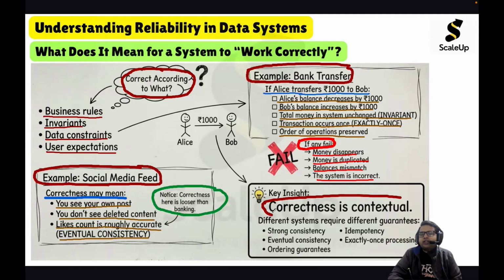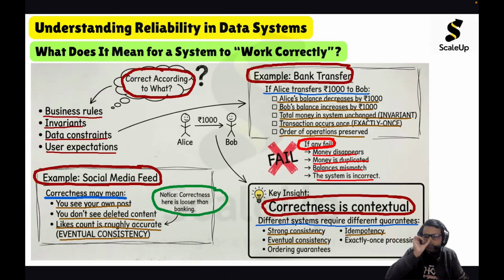In some contexts we need very strict correctness, and in other contexts we are okay with nominal correctness. So different systems require different guarantees: strong consistency, idempotency, eventual consistency. Some systems might require strong consistency, some are okay with eventual consistency, some need idempotency, some want exactly once processing, and some want ordering guarantees. So this is the idea.